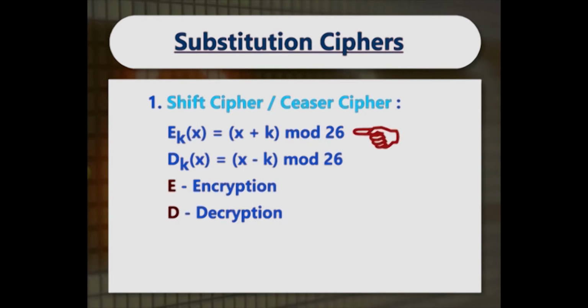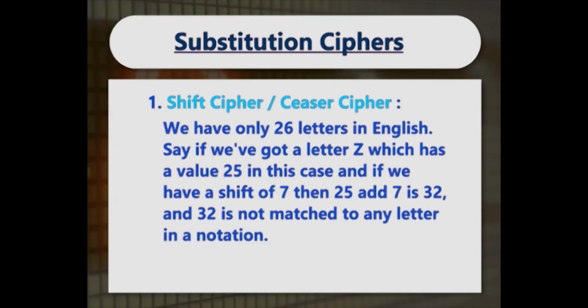So, you can see here I have got E subscript k of x, which means encryption of x with the shift of k is equal to x plus k, that is, add the shift to letter, x is the letter in this case. So, add shift to each letter of the message and for each letter mod that by 26. Now, the question here is why we mod that by 26? The answer is we have only 26 letters in English.